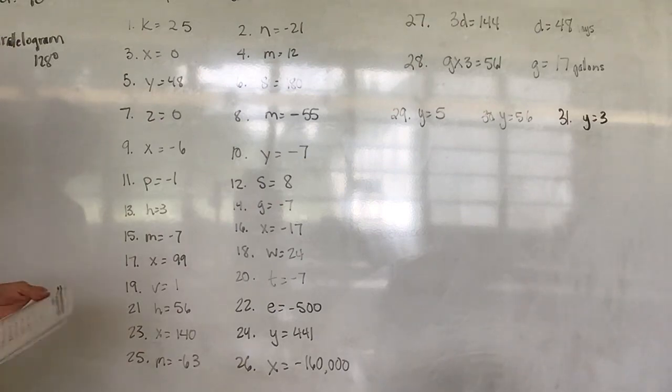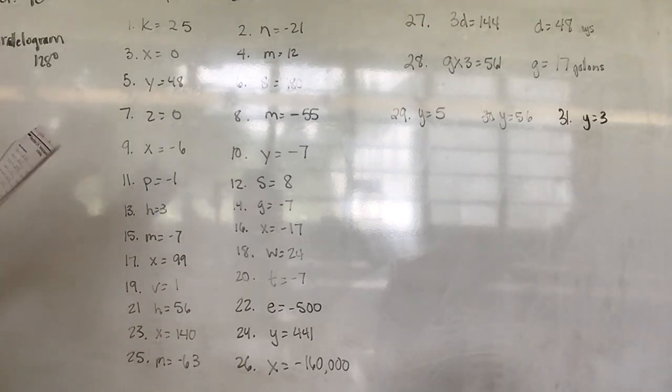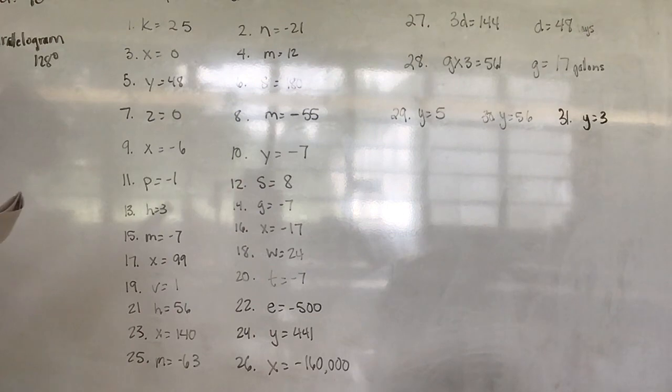Number 2, n equals negative 21. Number 3, x equals 0. Number 4, m equals 12. Number 5, y equals 48. Number 6, s equals 180. Number 7, z equals 0. Number 8, m equals negative 55. Number 9, x equals negative 6. Number 10, y equals negative 7. Number 11, p equals negative 1. Number 12, s equals 8. Number 13, h equals 3. Number 14, g equals negative 7. Number 15, m equals negative 7. Number 16, x equals negative 17.